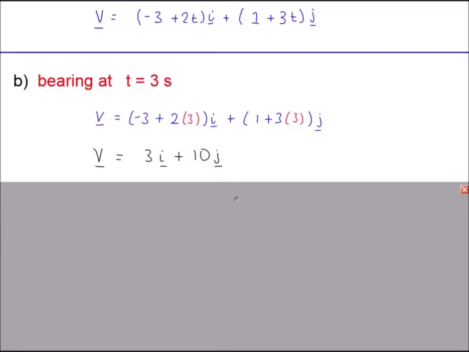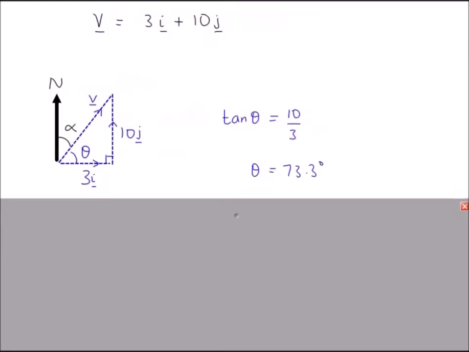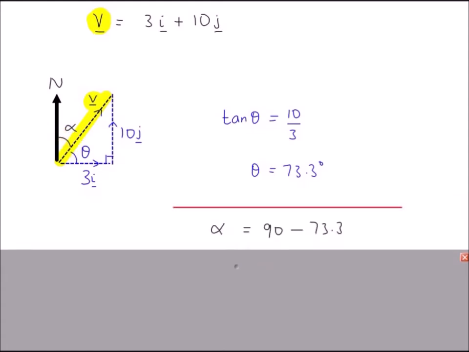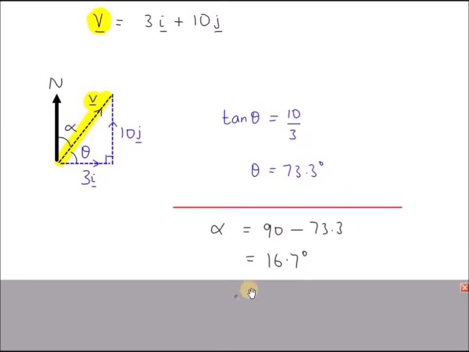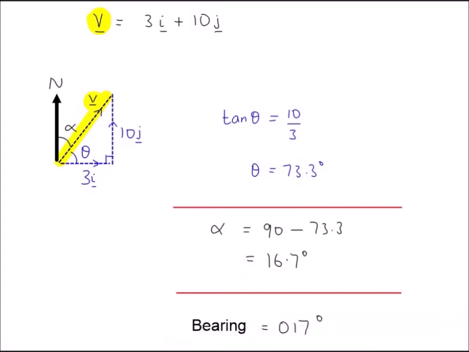To work out the bearing, we need to use some simple trigonometry. So the velocity vector along here, its components, 3i plus 10j. So tan theta is the opposite over the adjacent, so we can work out the angle theta. We're looking for the angle alpha, but we need to use bearing notation, so it's the angle clockwise from north. So alpha is 90 minus theta, so we've got the angle alpha, so the bearing is 017 degrees.